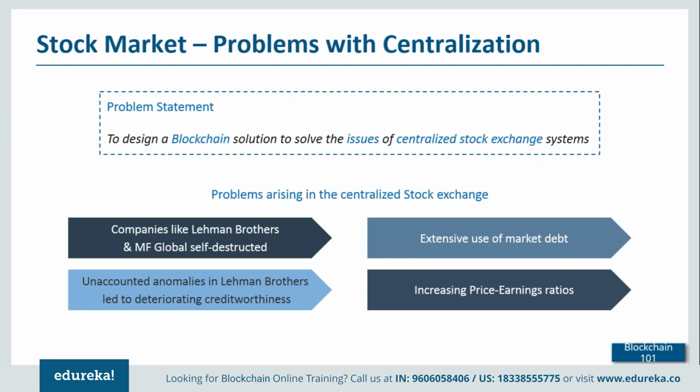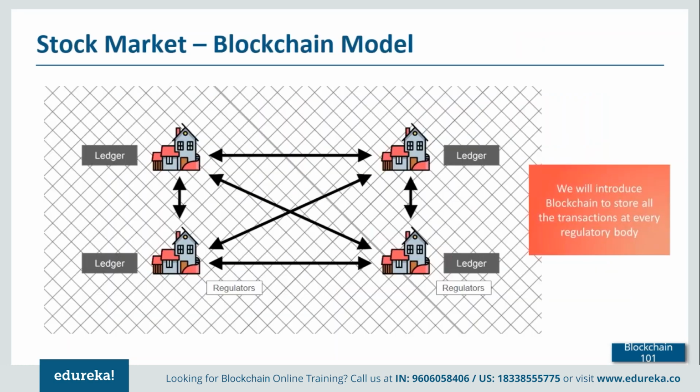Apart from that, the extensive use of market depth is one major concern. Increasing price to earnings ratio is also another major concern because all this is completely governed by the central stock exchange. So what we're going to do is introduce a blockchain that stores all the transactions made by these regulators, and this ledger would completely be visible to everyone. At any stage, anyone who's part of the public can also view this ledger by just being part of the blockchain system. And anyone who wants verification with respect to how they are doing can get an understanding from seeing these blockchain systems as well.